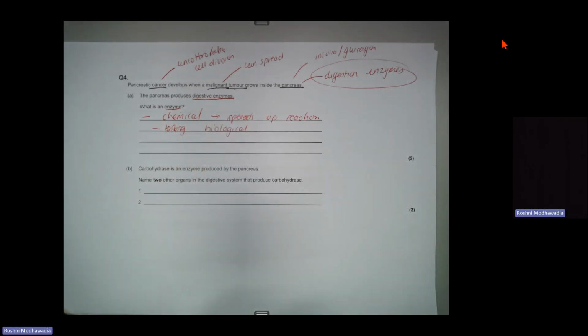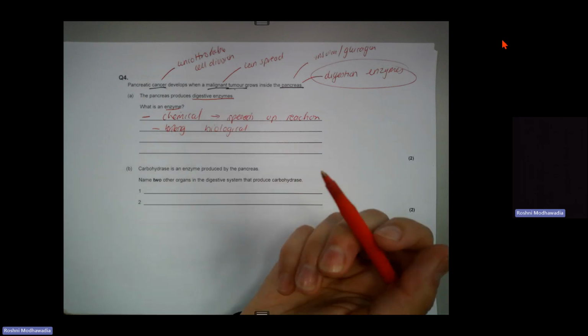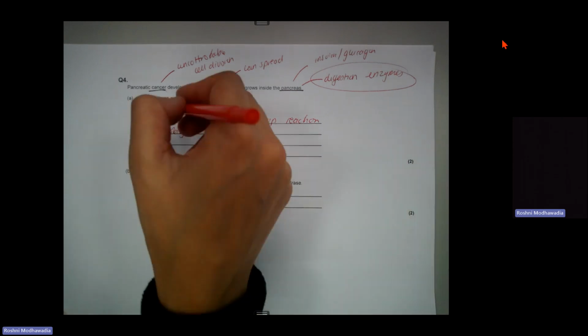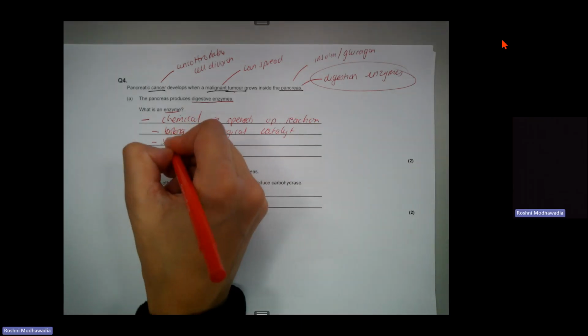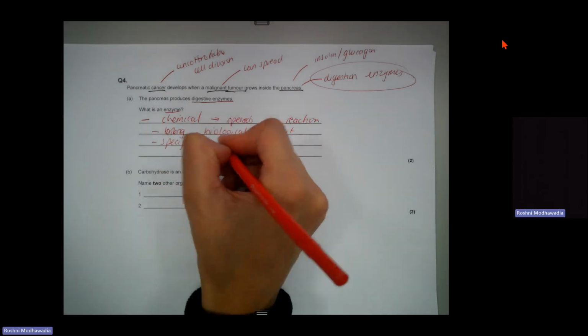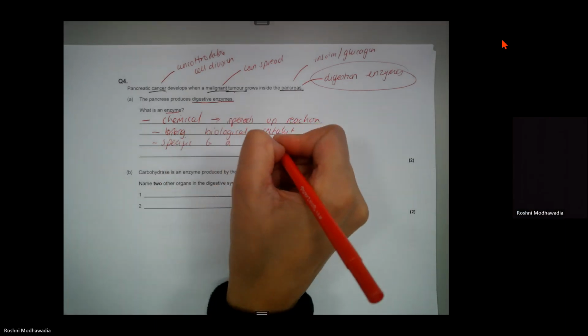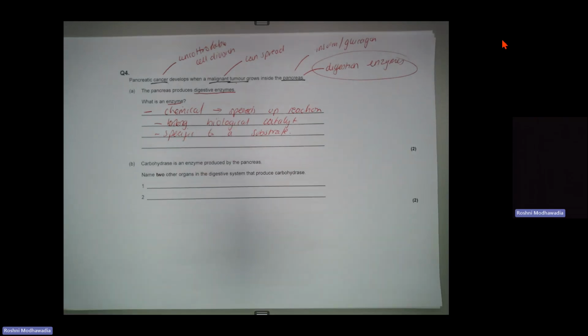So remember that chemicals that speed up a reaction are catalysts, as this is one that's found in living things. It's a biological catalyst, and it is specific to a substrate. We know it's made out of protein too.